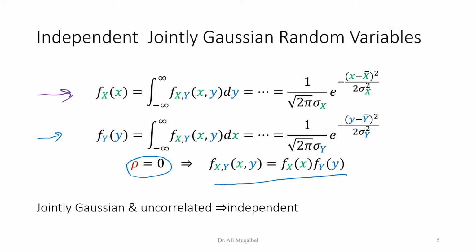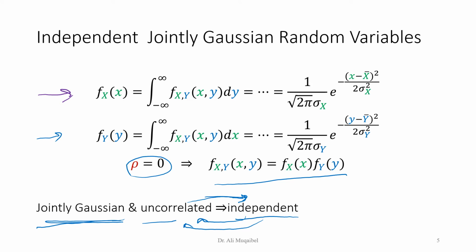Now, remember we said before that if you have independent random variables, you know that they are uncorrelated. But we cannot assume that uncorrelated gives you independent. Only if you have Gaussian. So this is not true in general, but it's going to be true for Gaussian. Jointly Gaussian and uncorrelated will guarantee independence. Independence guarantees uncorrelation, but for uncorrelated, we can say it's independent only if it is jointly Gaussian.